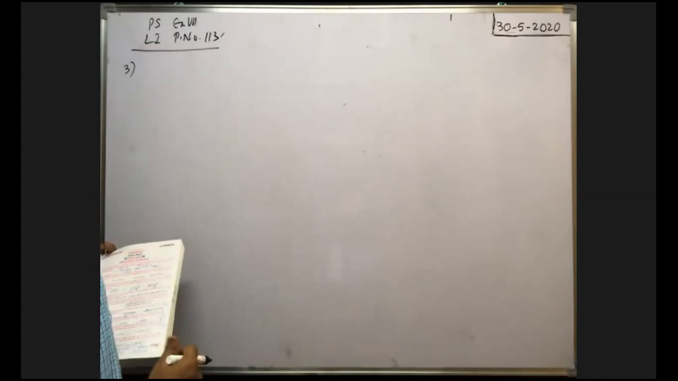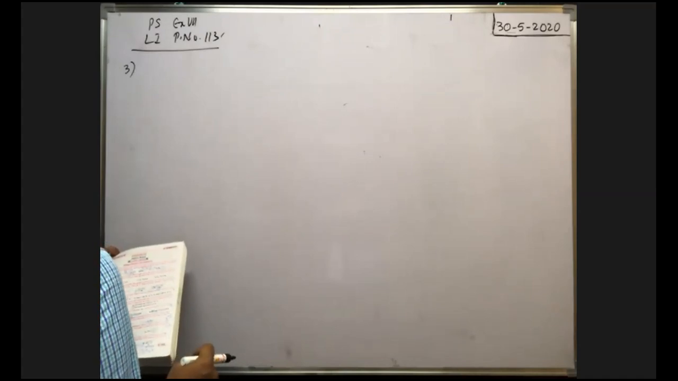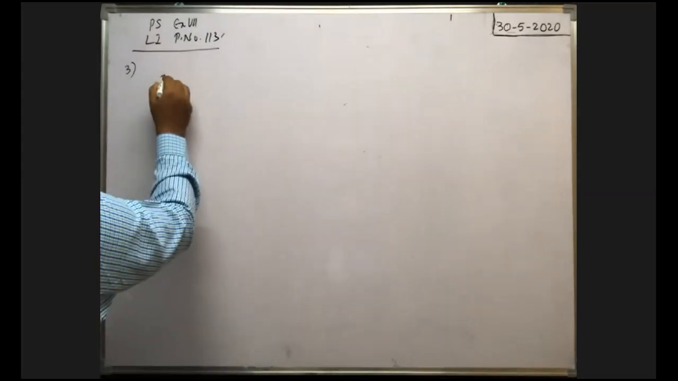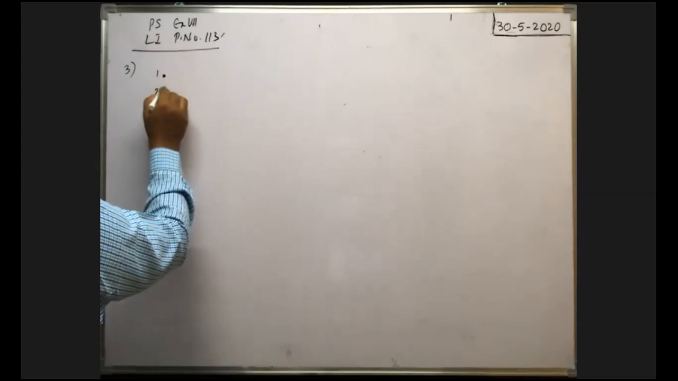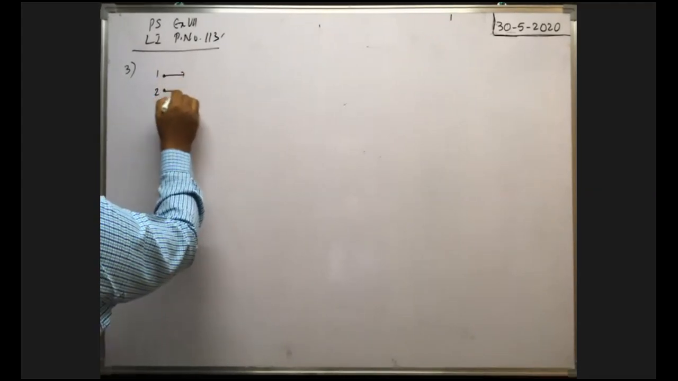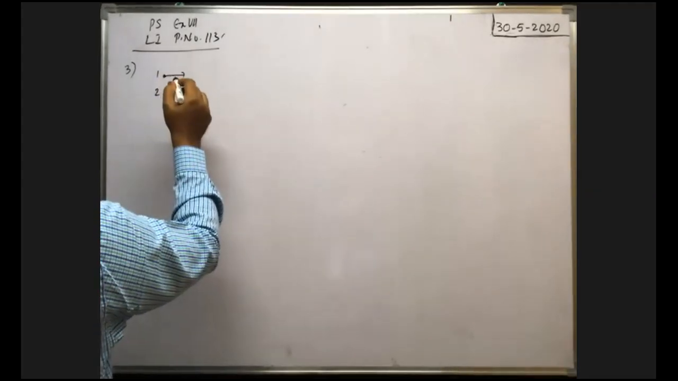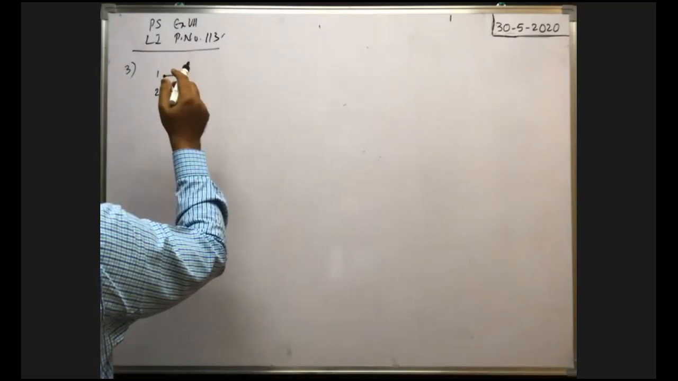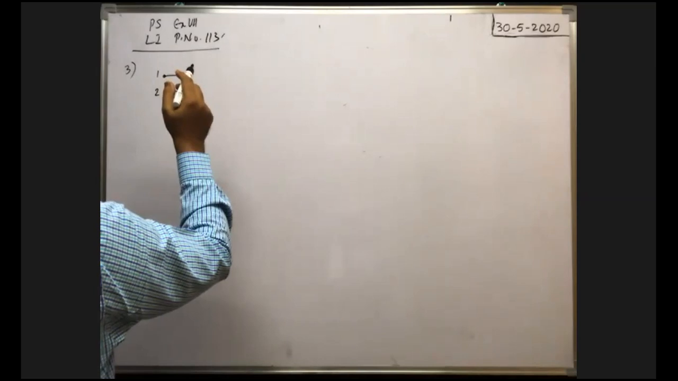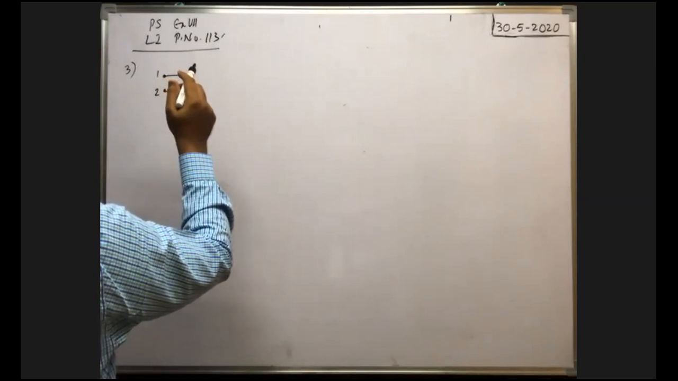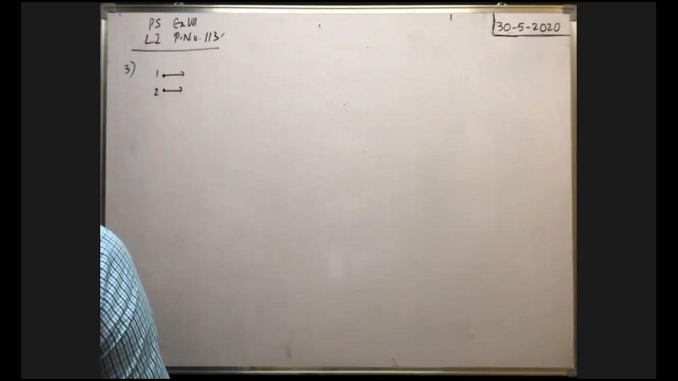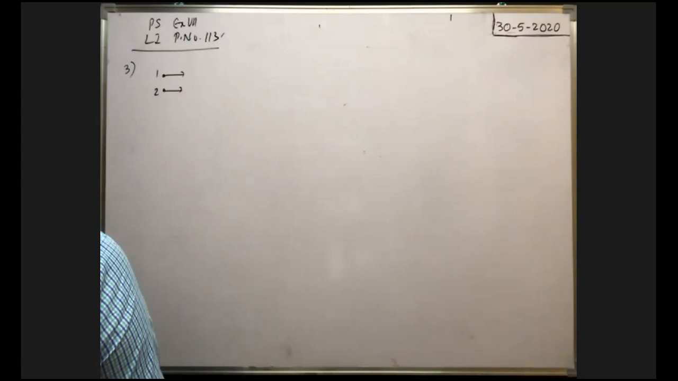2 cars 1 and 2 start from rest from the same point and are moving with speeds V1 and V2 meter per second. Car 2 is ahead of car 1 by S meter. When the driver of car 1 sees car 2, what is the minimum retardation that should be given to car 1 to avoid collision?